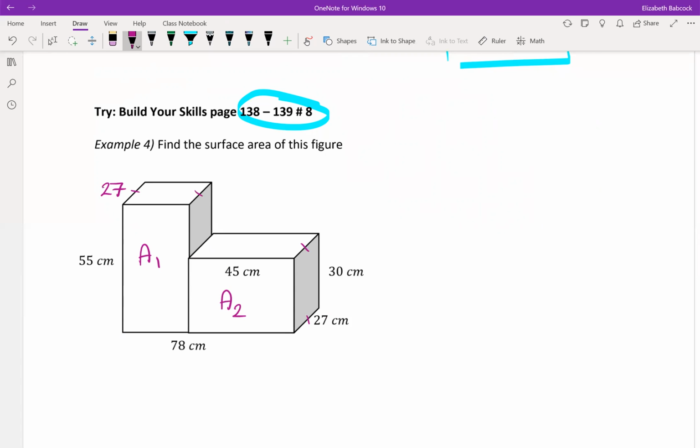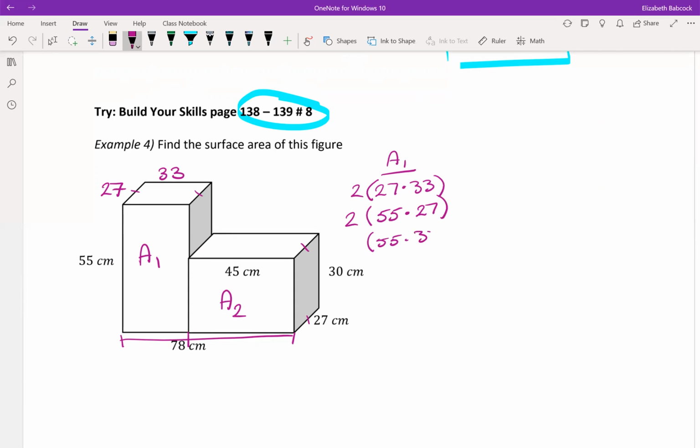So that is 27. We know that all together that is 48. However, that is only 45. And 78 minus 45 will get you your 33 for up there. We know that we have 2 sides that are identical for each one. So if we calculate out area 1, we have 27 times 33. We have 2 of those. We have 55 times 27, and we have 2 of those.